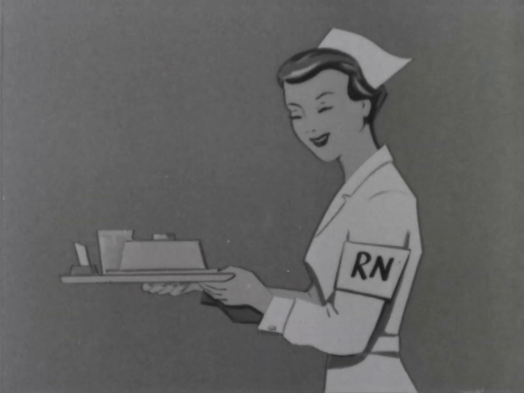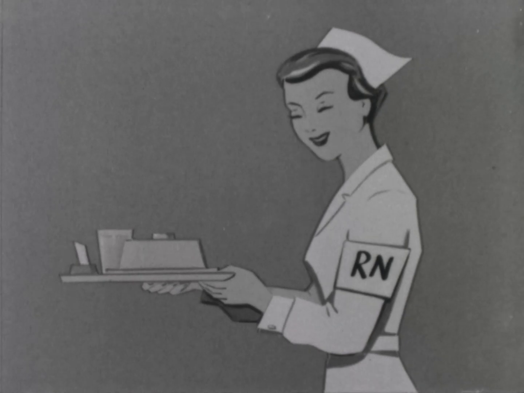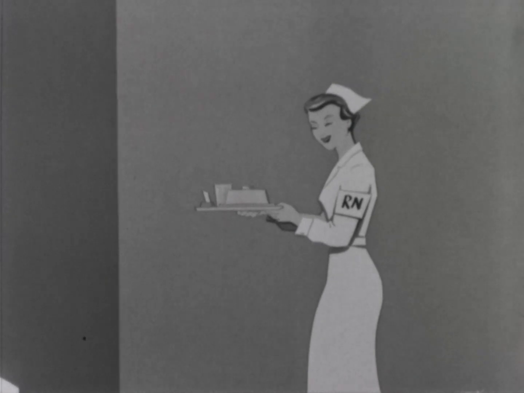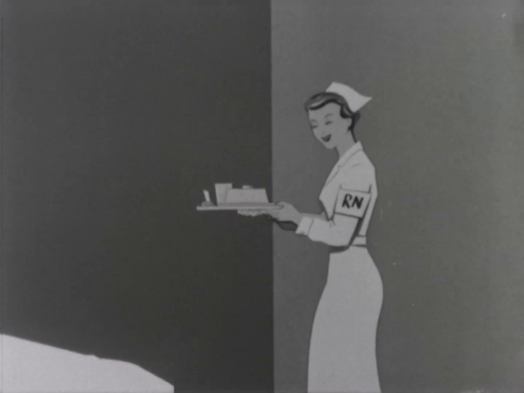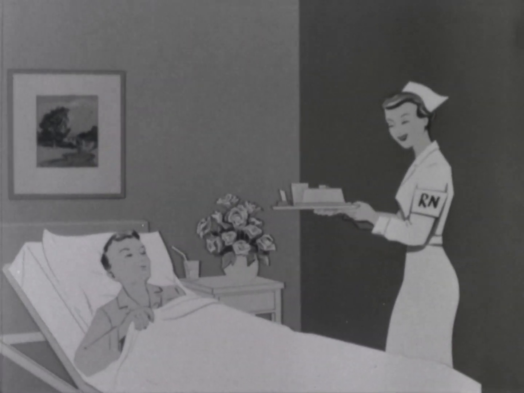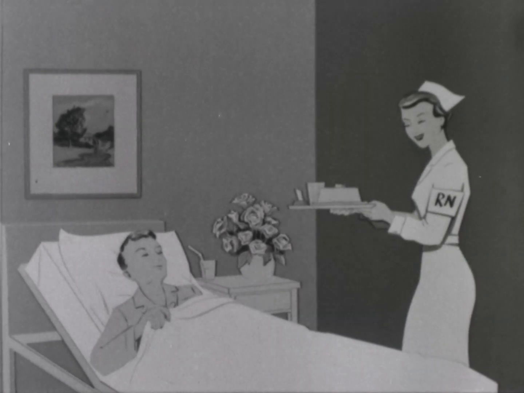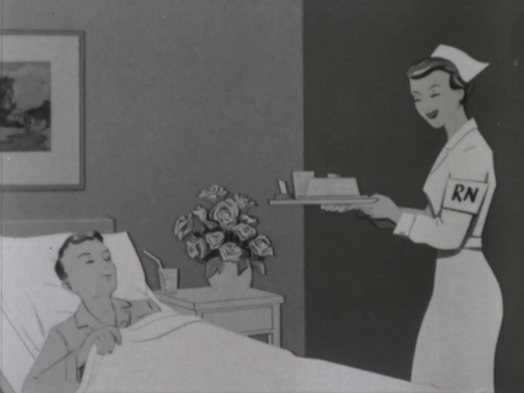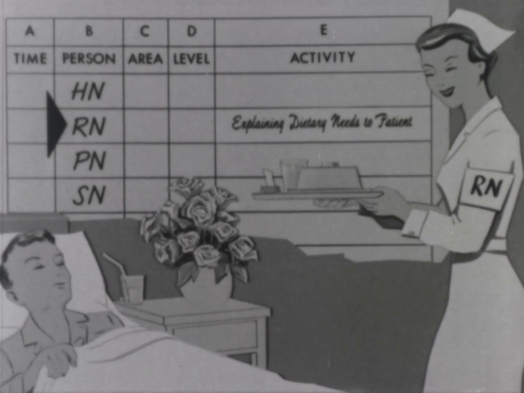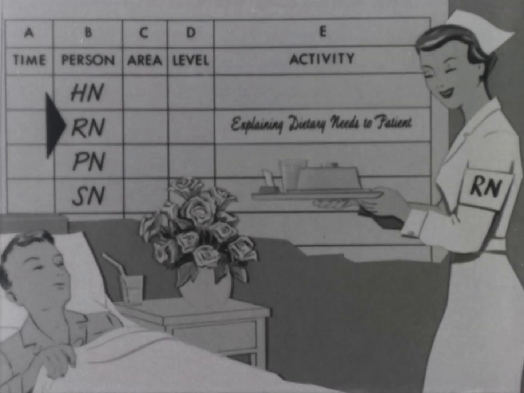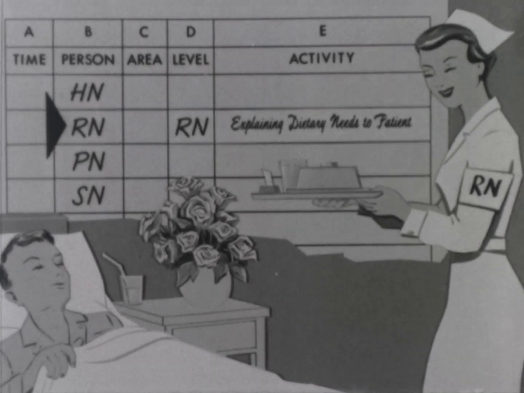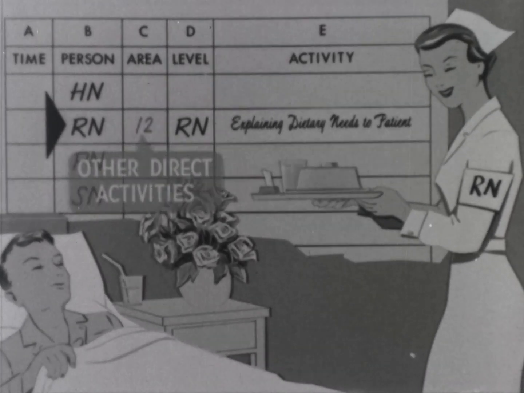Whenever two activities are being performed at the same time by one person, the observer must decide which is more important. An RN is passing diet trays. She pauses when a patient asks her about his diet. Explaining dietary needs to a patient is an activity that outranks the passing of trays. In such a situation, the observer records the higher level activity. And instead of writing D for dietary under level, she writes RN. As this activity is not a specific treatment, it is coded in Area 12.